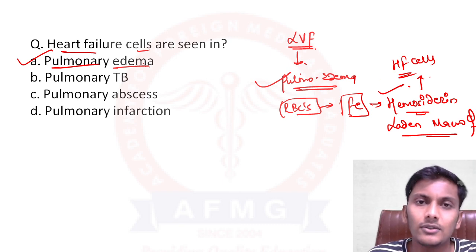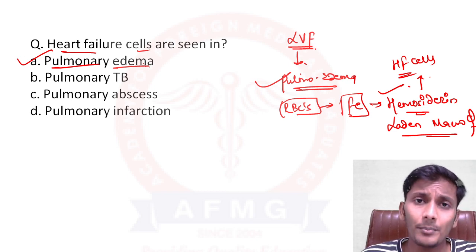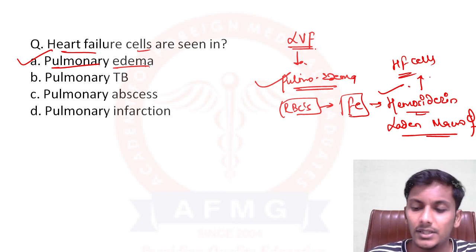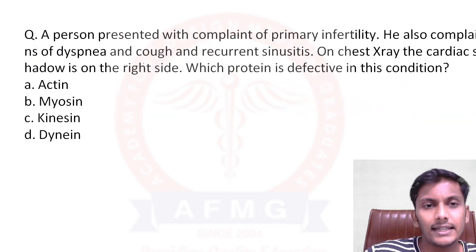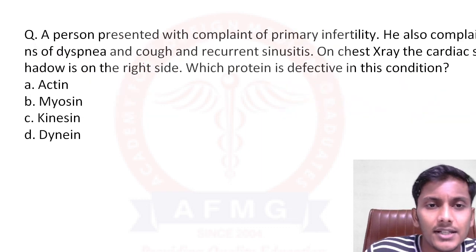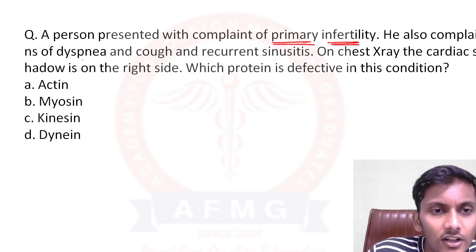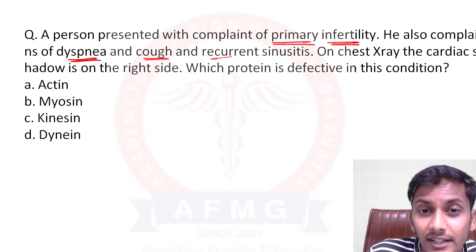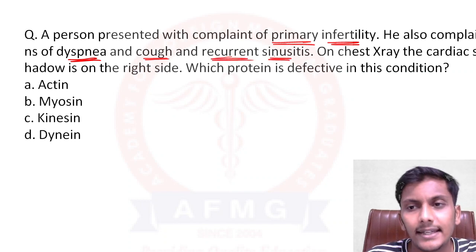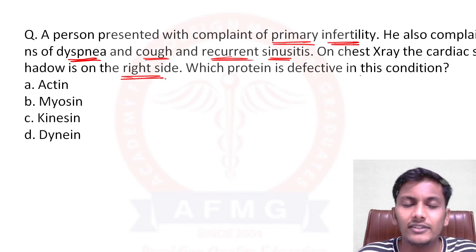So please remember, guys, cor pulmonale and pulmonary edema are very important from the medicine point of view also. Moving further, the next question states, a person presented with complaints of primary infertility. He also complains of dyspnea, cough, and recurrent sinusitis. On chest x-ray, the cardiac shadow is on the right side. Which protein is defective in this condition?